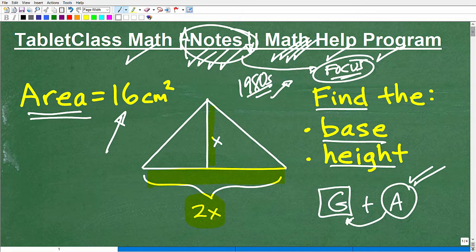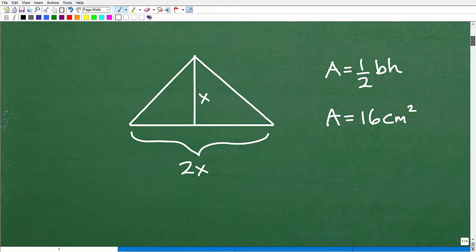Now, let's go down here and check this problem out from this perspective. So here is our given information. We have this triangle. We know that this is the base, this is the height, and we know that the area is 16 centimeters squared, but we need one more piece of the puzzle, and that is the formula, the formula for the area of a triangle.